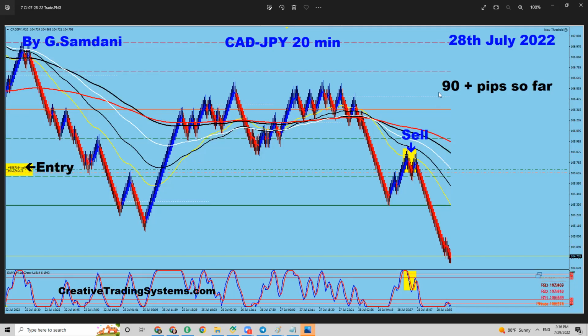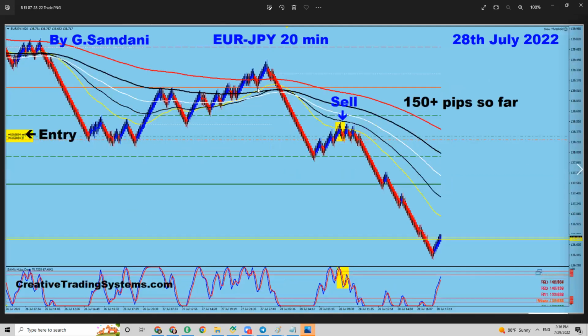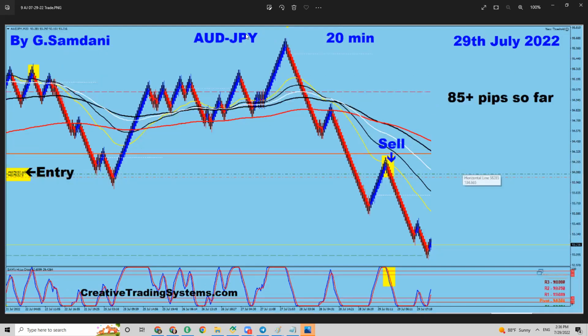and then similarly CAD yen went down, a beautiful short setup for 90 pip, as well as Euro yen, which went down for 150 pip right there. Pound yen also, all yen pairs went down, but I missed those. Pound yen, and there was another one, Aussie yen. But Aussie yen, I got the next day, which is the 29th.